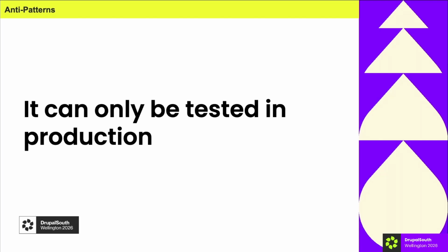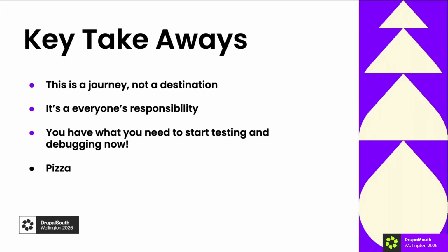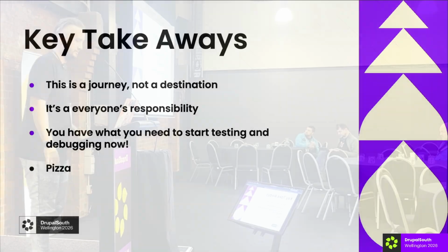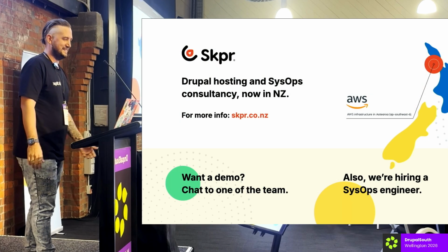And then like I've been saying, it can only be tested in production. Well, if you've seen this talk, now you know you can do it locally. So, cool. I keep drumming on about it, but the key takeaways are, this is a journey, not a destination. It's everyone's responsibility. And you have what you need to go start debugging and testing now. And pizza's a pretty great takeaway as well. So, cool.